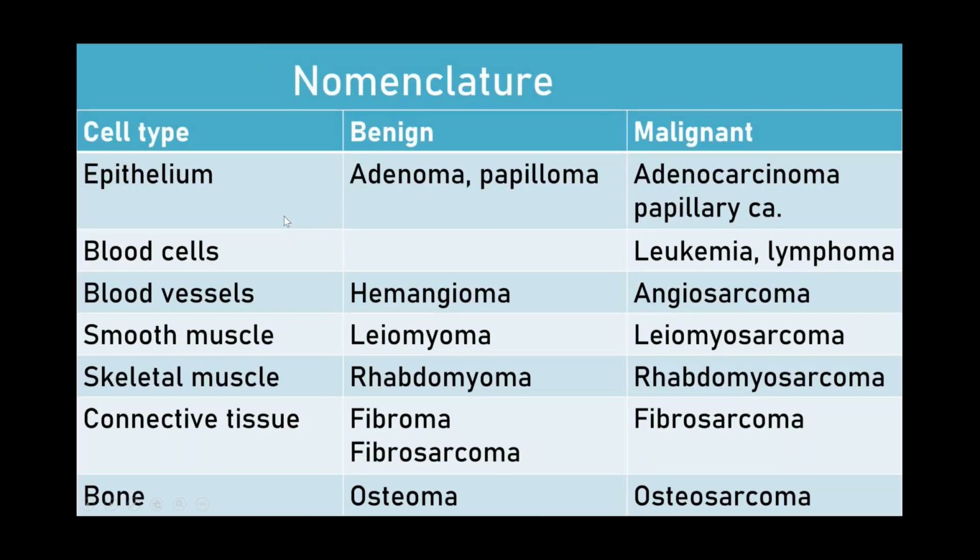Here, this table shows the difference between the benign and malignant. In epithelium, the benign tumors are adenoma and papilloma, and malignant are adenocarcinoma and papillary cancer. In blood cells, malignant are leukemia and lymphoma. Blood vessels: hemangioma is benign and angiosarcoma is malignant. Smooth muscles: leiomyoma is benign and leiomyosarcoma is malignant. Skeletal muscle: rhabdomyoma is benign and rhabdomyosarcoma is malignant. Connective tissue: fibroma is benign and fibrosarcoma is malignant. And bone: osteoma is benign and osteosarcoma is malignant.